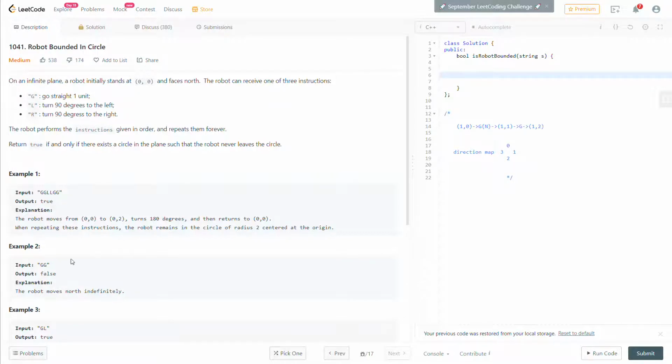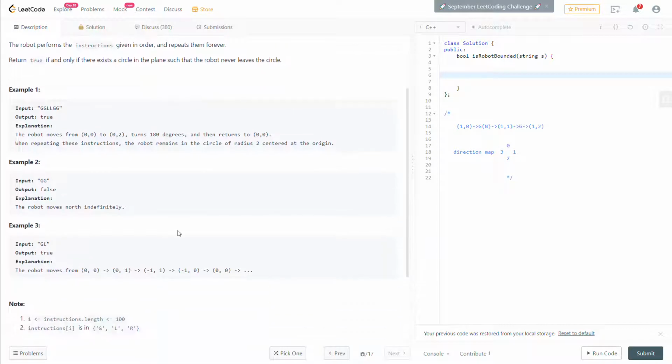Now the second test case is GG. That means move 2 units in the upward direction, or any direction which you are facing. So yeah, the robot will move indefinitely. I think there is no need of any explanation for that. And GL, oh yeah, okay.